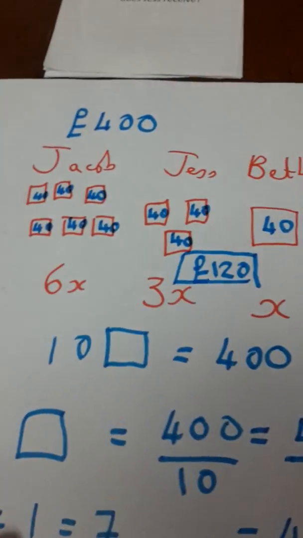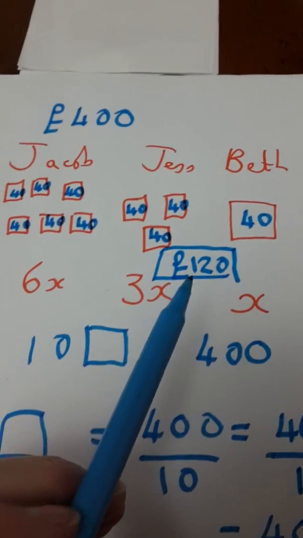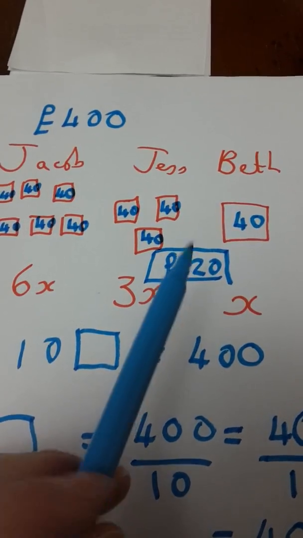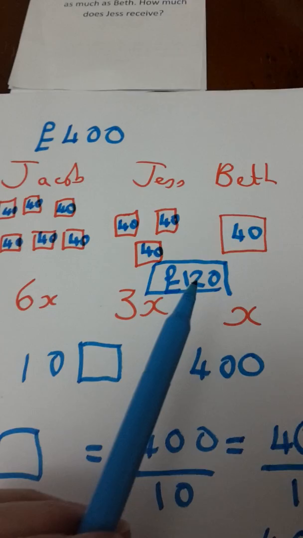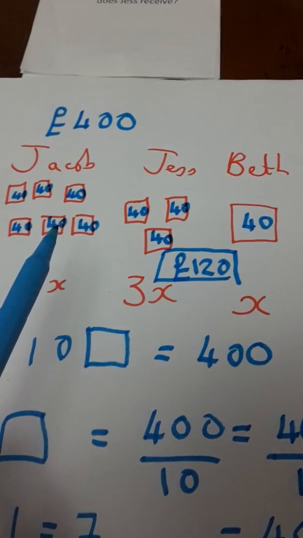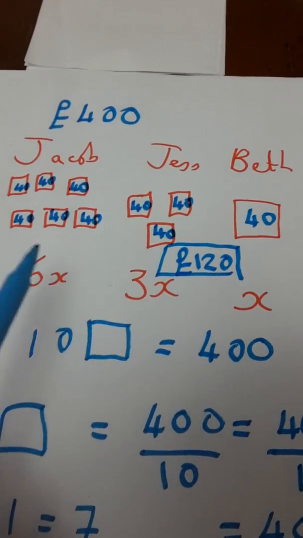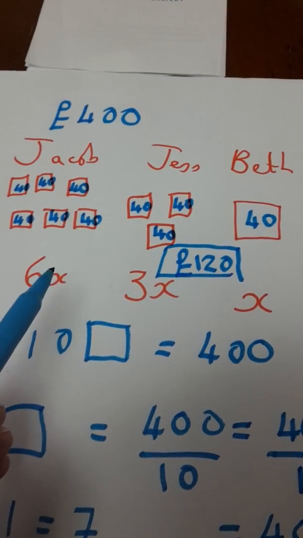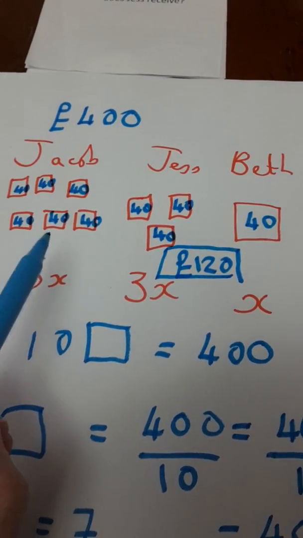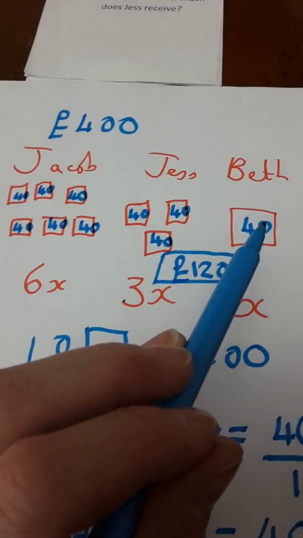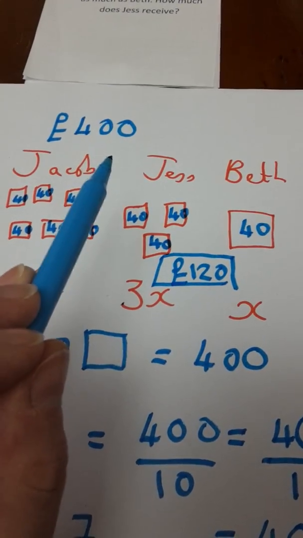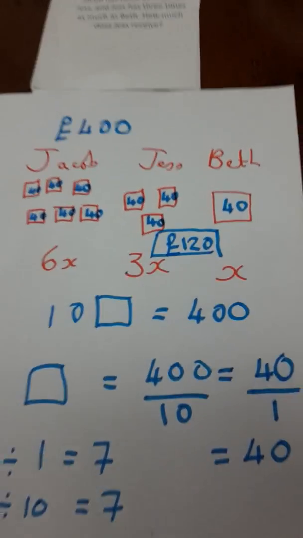If you want to double check your answer, what you can do is add them up. So 120 plus 40 is 160 so far. And then 6 lots of 40 is going to be 240. So 240 plus 120 plus 40 does in fact equal 400. So we know we've got the right answer.